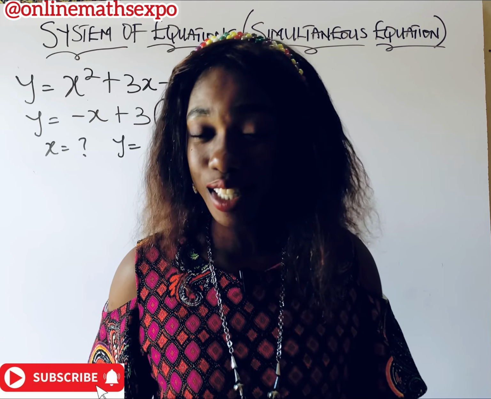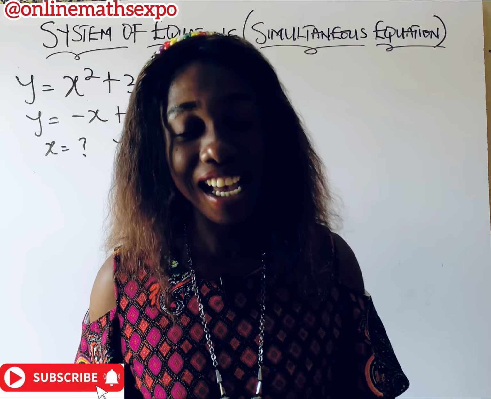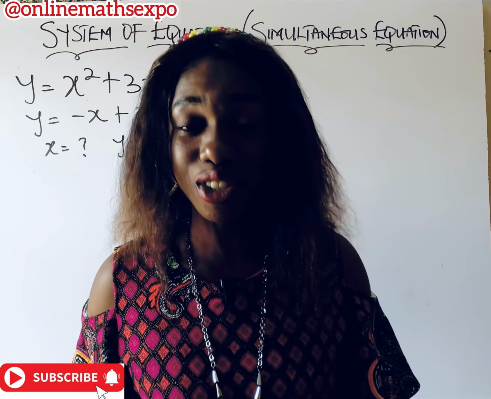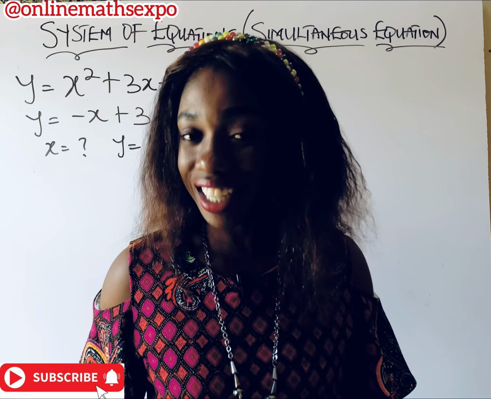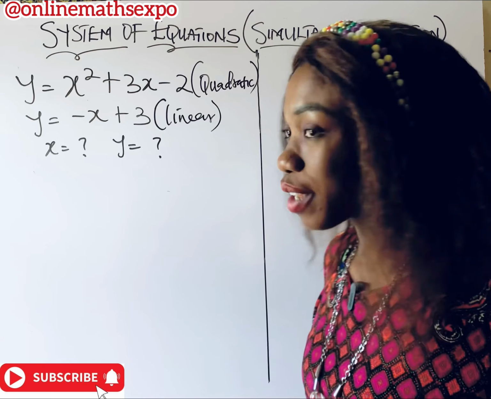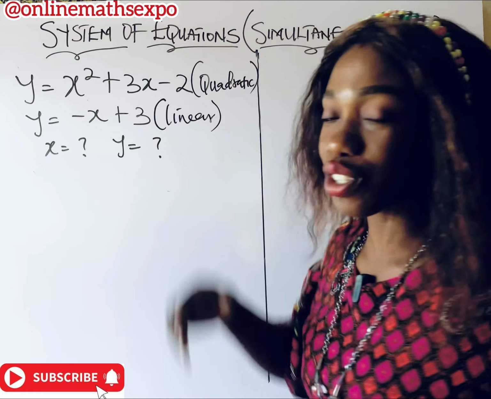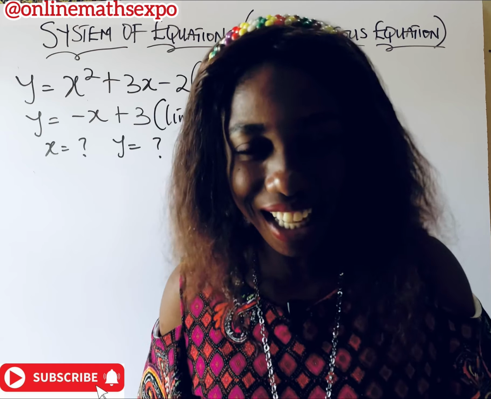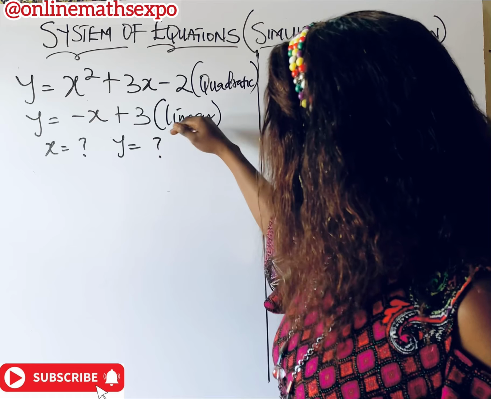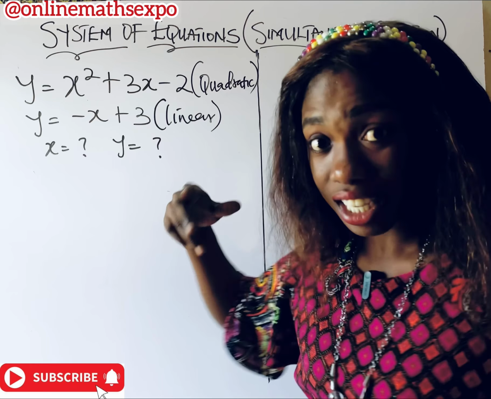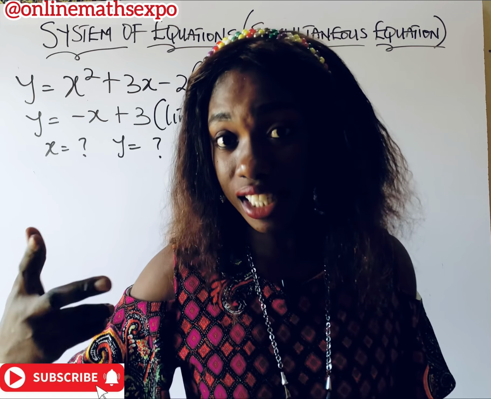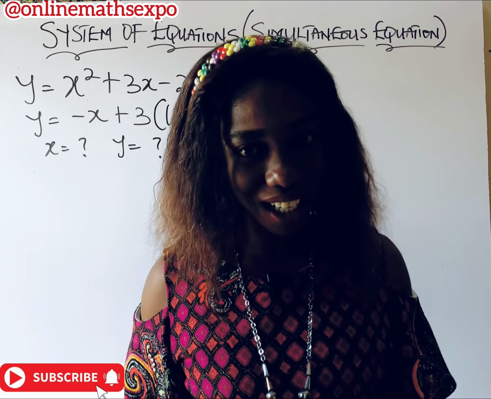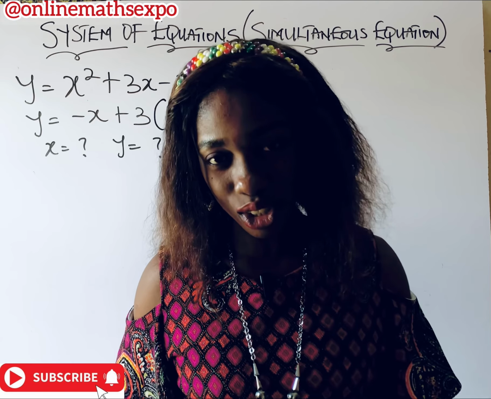This is as requested by one of our subscribers, and remember, at the end of this tutorial you are going to learn how best to solve problems on system of equations, or what we call the simultaneous equations, those ones that involve one linear and one quadratic. There are still cases of those that involve two linear. I will leave the link of such case in the description below.